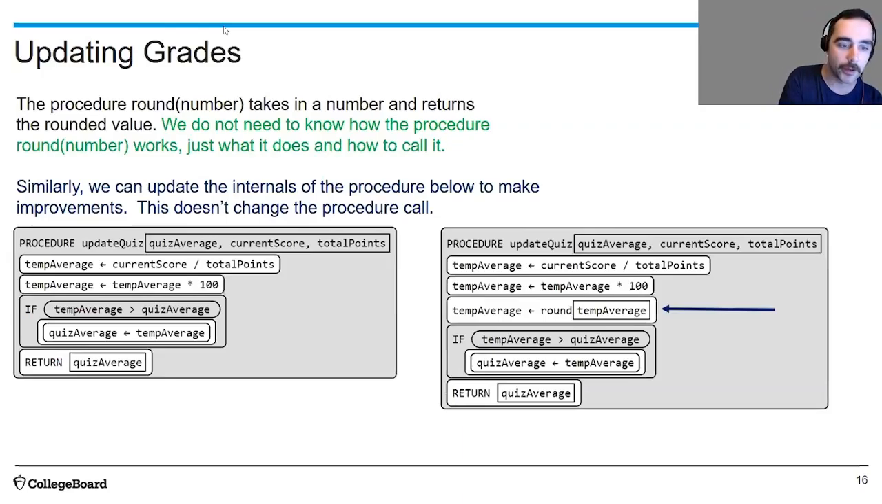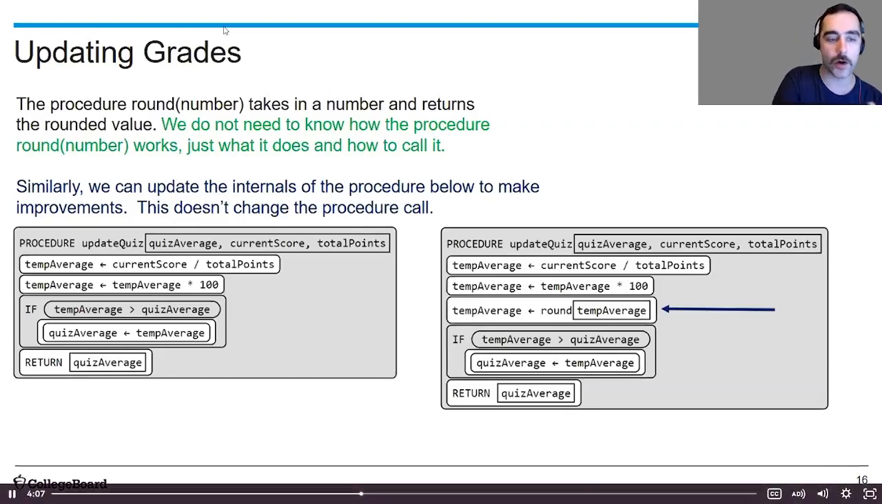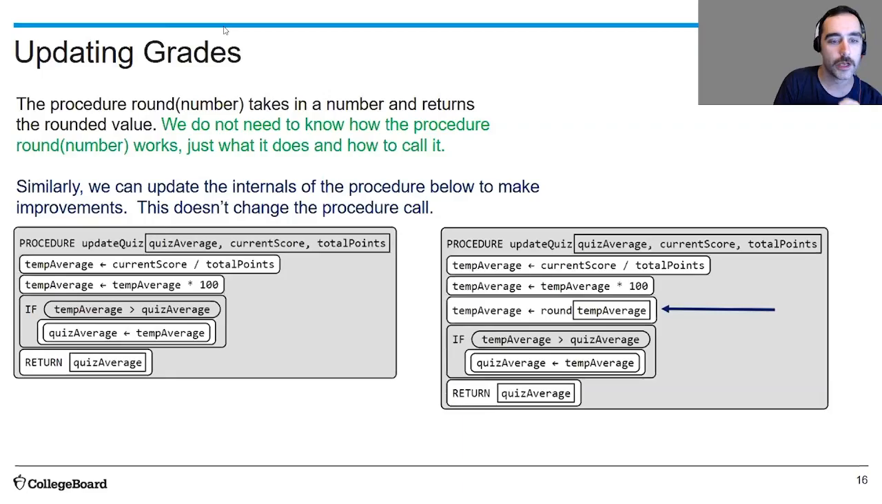So similarly, with update quiz, when we're writing our program code and then we call our procedure, we don't have to know how update quiz works. We just have to call the right things. We've got to put in a quiz average, current score, and total points. So I can update the internals as long as I don't change how update quiz is called, and I don't change what the procedure is supposed to do.